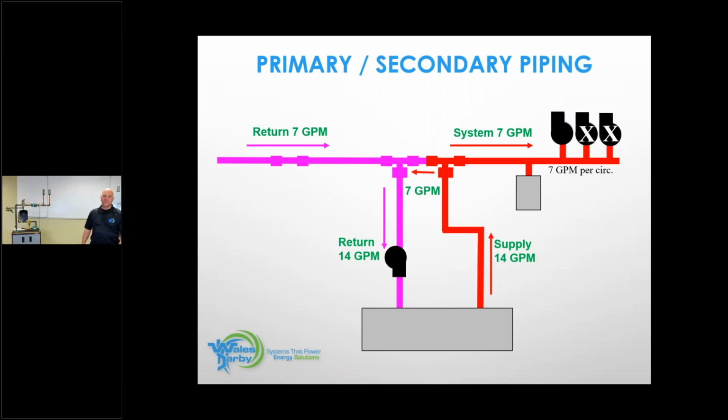Now, next question for you. That's a condensing modulating boiler. How is it working right now? Is it ramping up? Is it ramping down? Is it staying the same? Based on what you're seeing right here with the piping, how should that boiler be reacting?